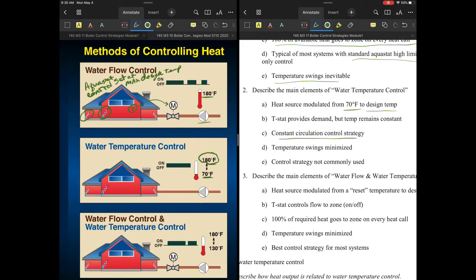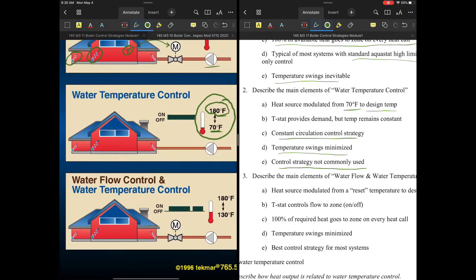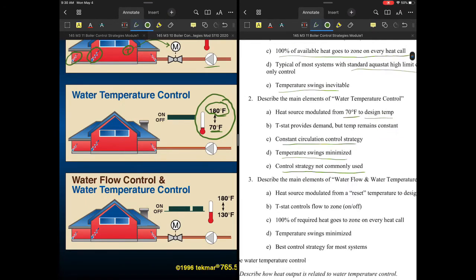Essentially what will happen in this case is the thermostat would provide a demand, temperature remains very constant in that zone, and we would have constant circulation in this control strategy. Now, that is highly unusual. We rarely ever do that simply because it is so difficult to leave a system running to always provide water flow, and all we're going to do is control the water temp. So this is rarely a strategy that really will work very effectively. And of course, we would recognize that would help with the temperature swings.